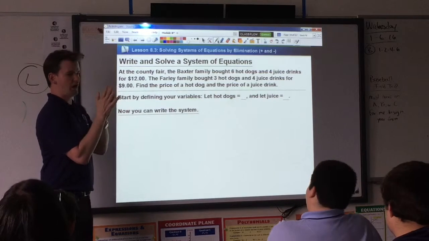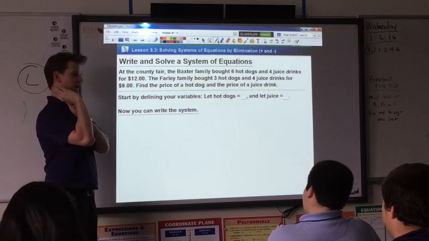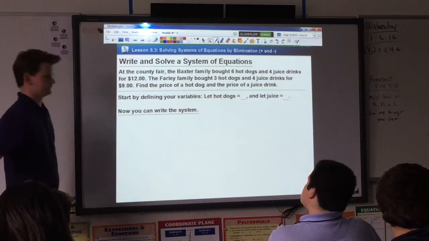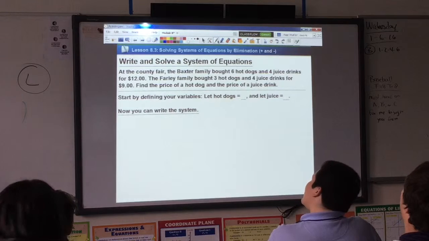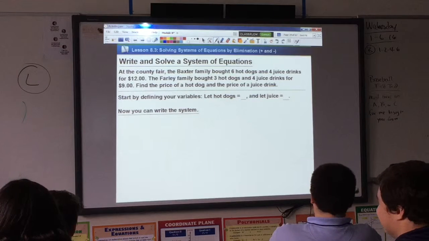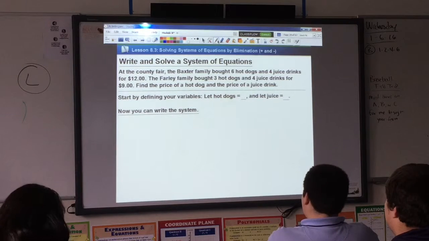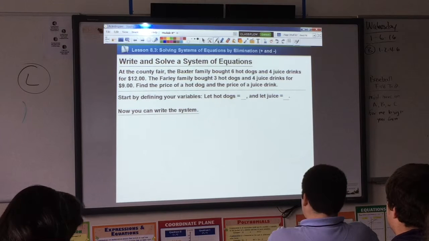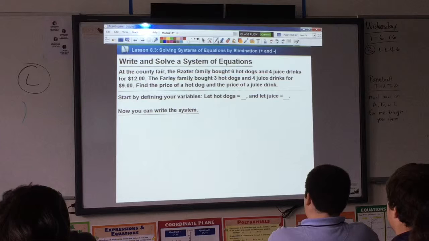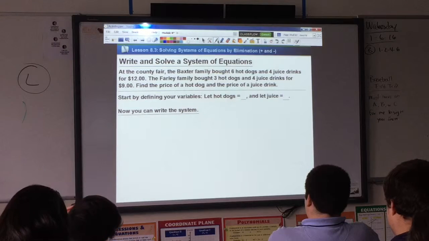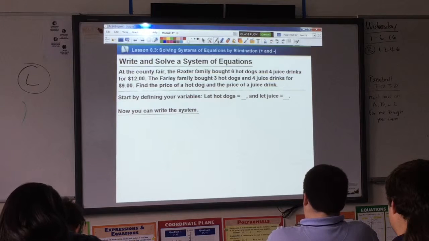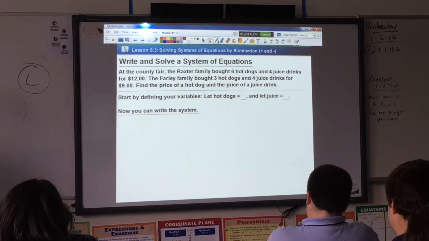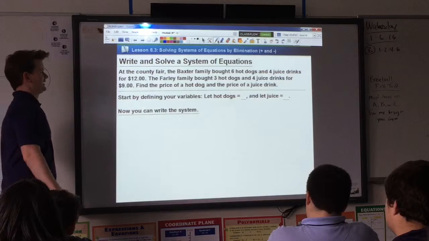Anyway, I'm going to have Fiamma read that for me. At the country fair, the Baxter family bought 6 hot dogs and 4 juice drinks for $12. The Farley family bought 3 hot dogs and 4 juice drinks for $9. Find the price of a hot dog and the price of a juice drink. Okay, so we got the Baxter family, we got the Farley family. Sounds like Family Feud.